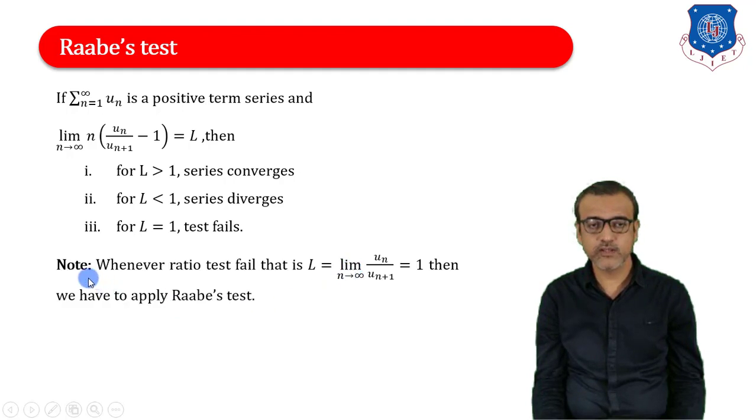Now you have to note down the important point: whenever the ratio test fails, that is L equals limit n tends to infinite un upon un plus 1, or limit n tends to infinite un plus 1 upon un, equals 1, then we have to apply Raabe's test.